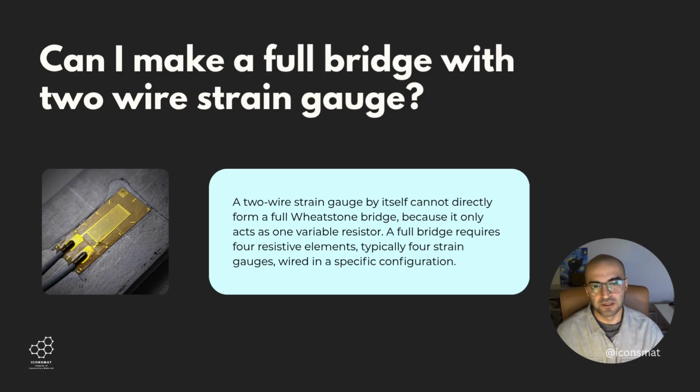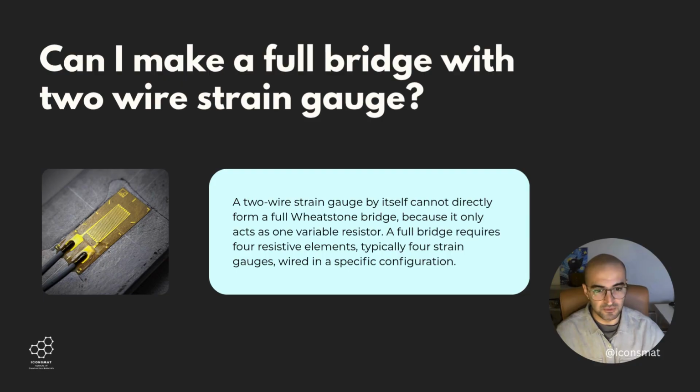Another frequently asked question is, can I make a full bridge with a two-wire strain gauge? So on this picture, that's a typical strain gauge. It's a long length of tangled conductive material that deforms as load applies, and it normally connects with two wires. And the answer to this question is that a two-wire strain gauge by itself cannot directly form a full Wheatstone bridge because it only acts as one variable resistor.